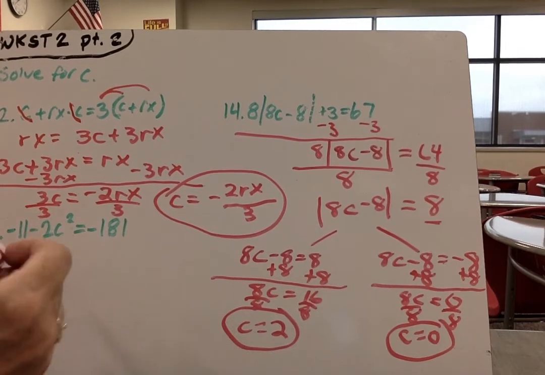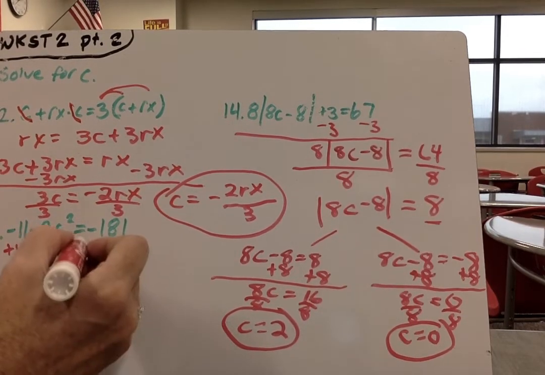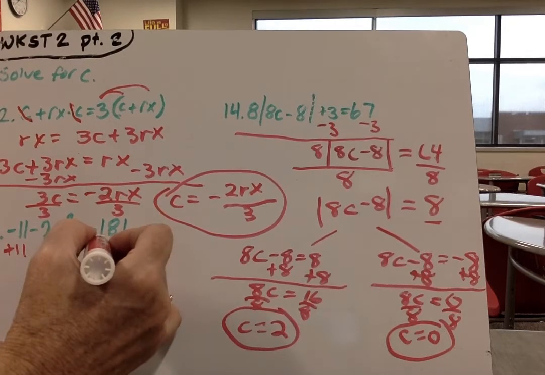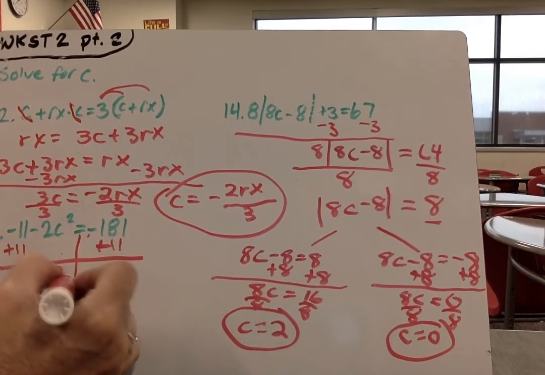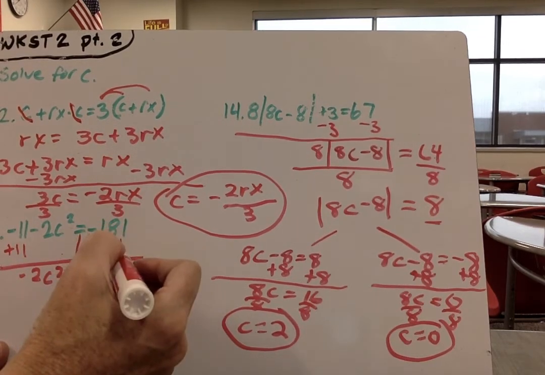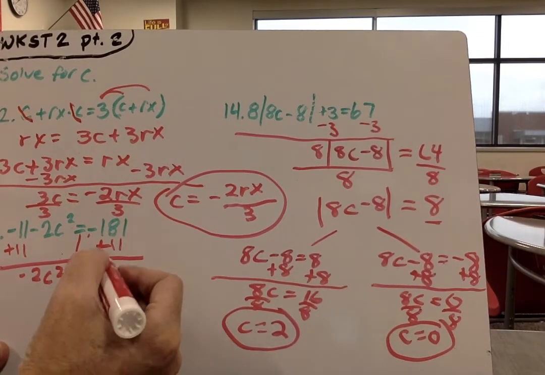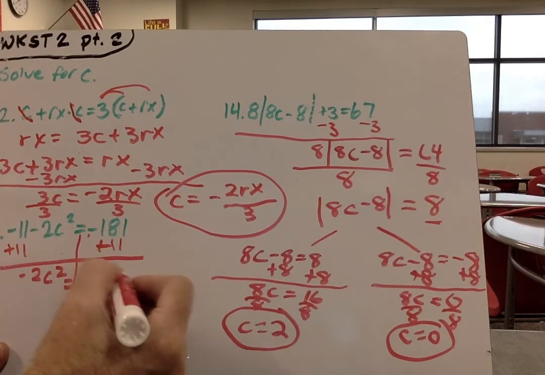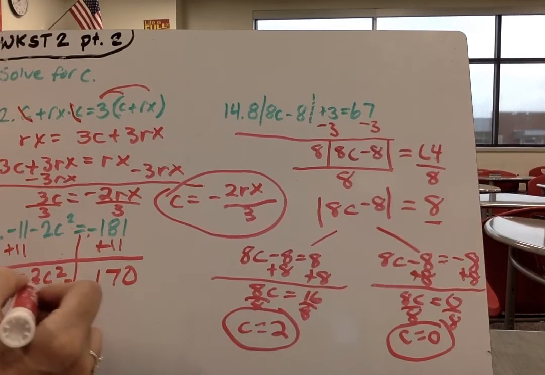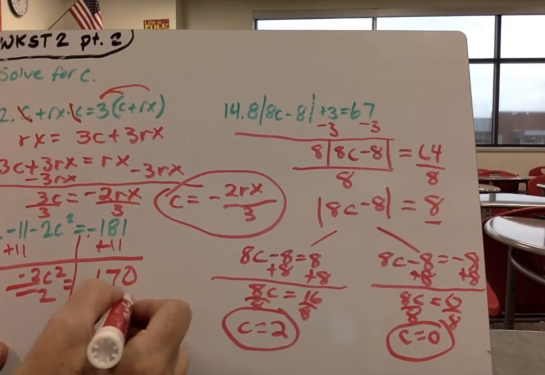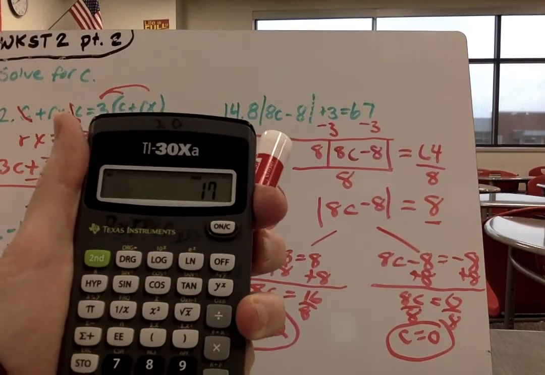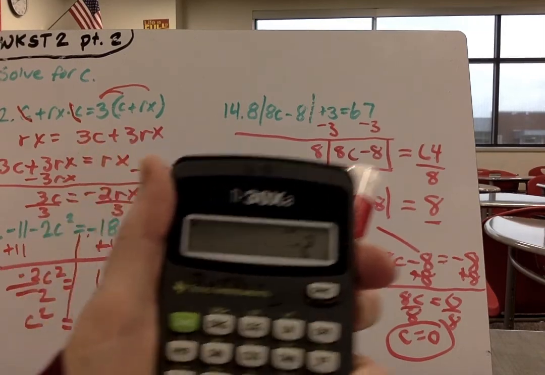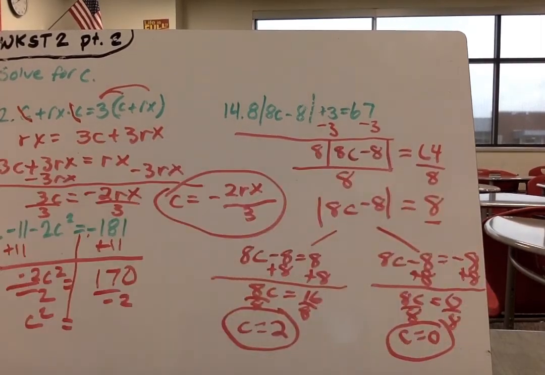Now, what about if it's squared? I'm going to add 11 here. Let's get the c by itself first. Add 11 there. So negative 2c squared equals, is that going to be 170? Because that's negative, that's positive. So it should be 170. Divide by negative 2. So c squared equals 170 divided by 2, negative 85.